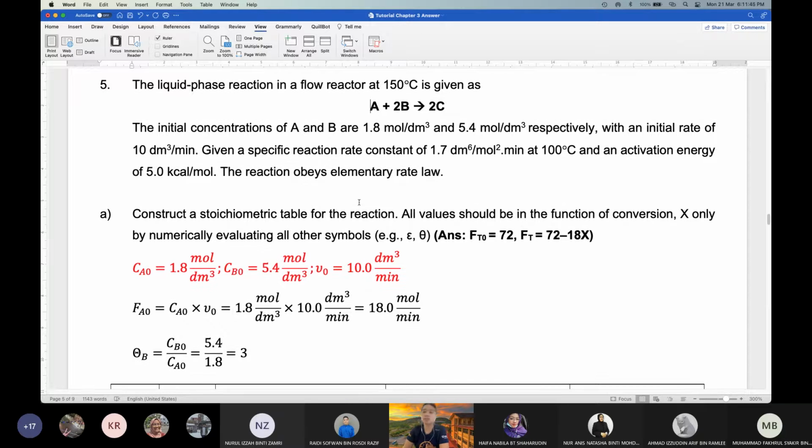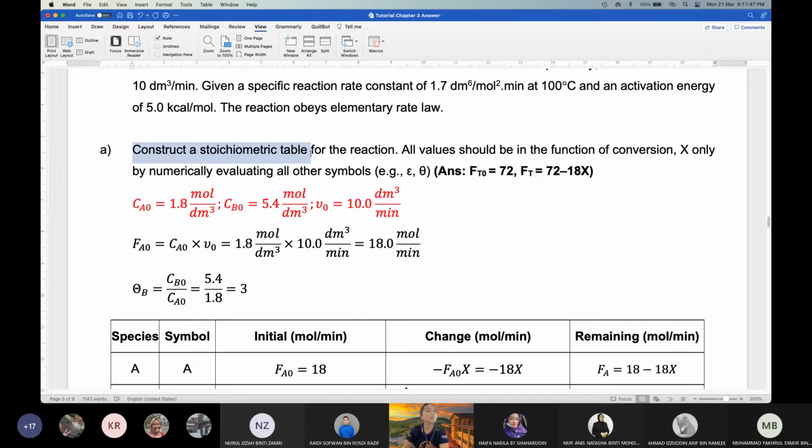So we go to the question first. A. Construct a stoichiometric table for the reaction. All values should be in the function of conversion only by numerically evaluating all other symbols. Okay, so in this question it asks us to make a stoichiometric table. Same concept as before. Because we don't know our conversion, we just leave X. The rest must be in terms of numbers. Okay, so that's important.